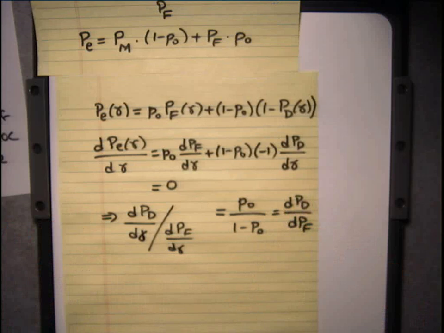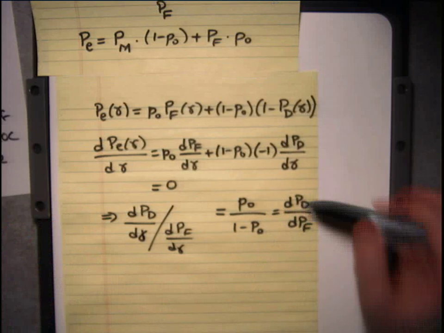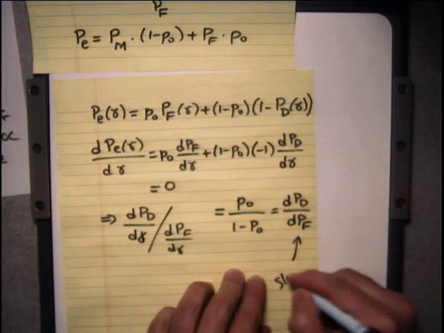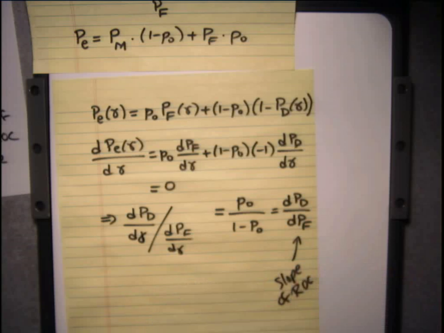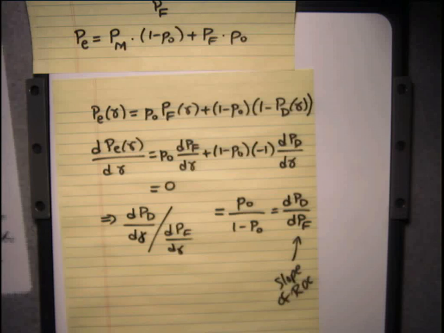So what does this do? This tells me, remember what this was. This is the slope of the ROC curve. So what does this tell me? It tells me my operating point is going to be where the slope of the ROC curve is equal to the ratio of the two probabilities that I have ahead of time. It's a beautifully simple result.